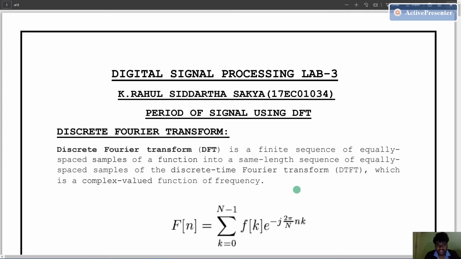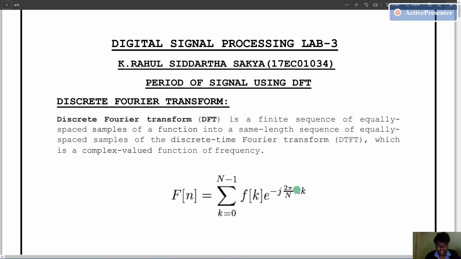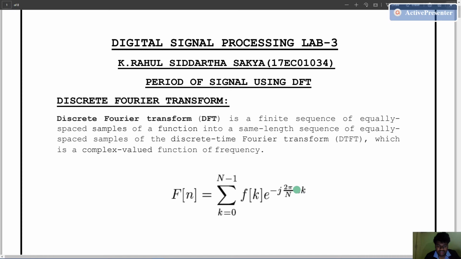Today we are going to discuss the period of a signal using Discrete Fourier Transform. First of all, let's look at Discrete Fourier Transform. Discrete Fourier Transform converts a finite sequence of equally spaced samples of a function into a same length sequence of equally spaced samples of the discrete time Fourier transform, which is a complex valued function of frequency.